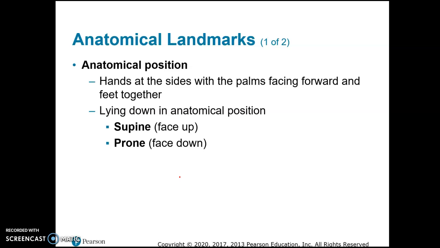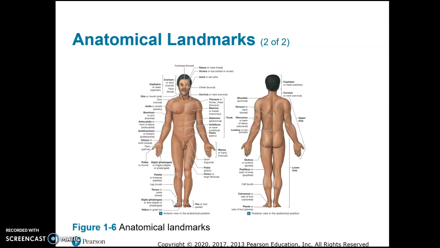So let's talk about the anatomical position first, and I'm going to flip to this. Know these figures. You just need to find a way to study these figures. You need to know every term, and I know a lot of students are going to ask me this: probably learn the word in bold.